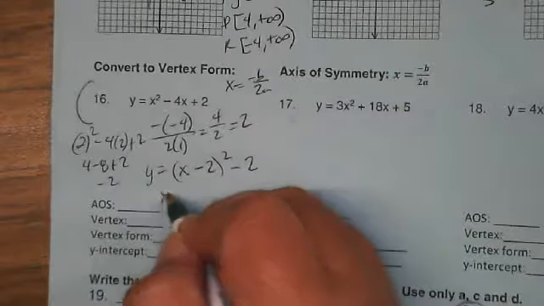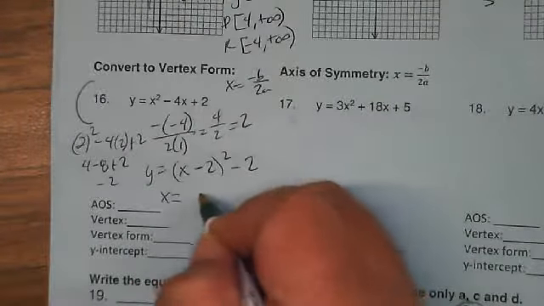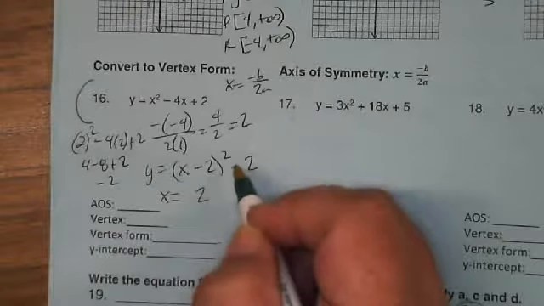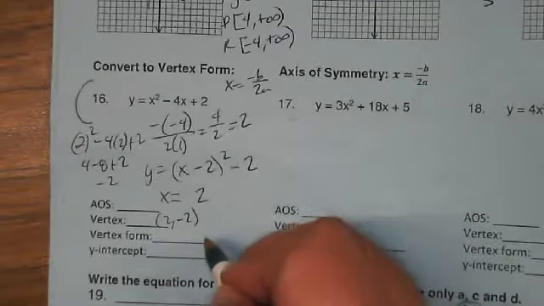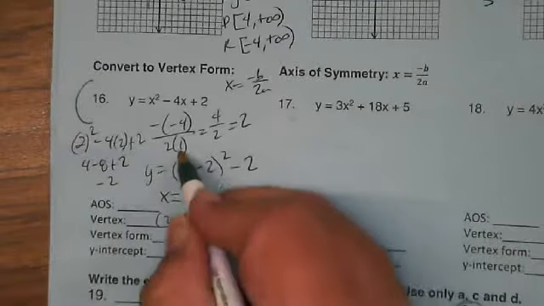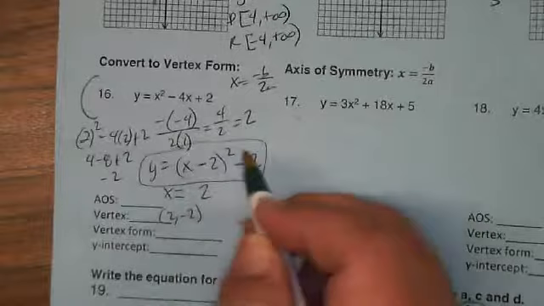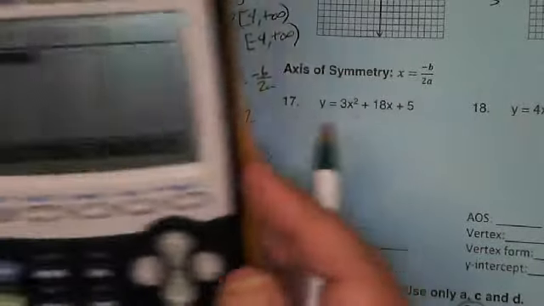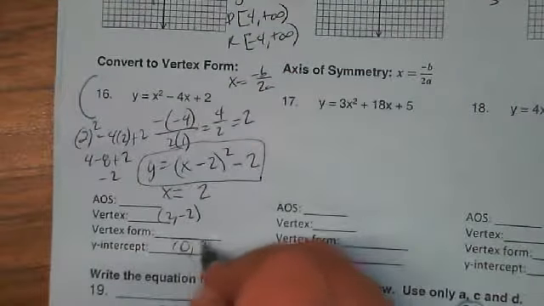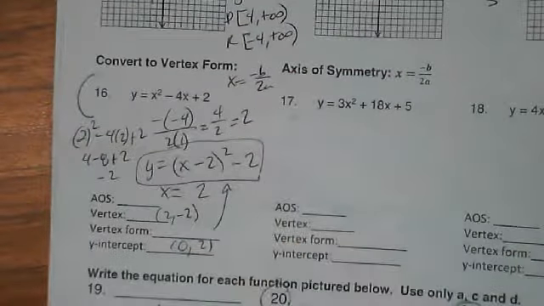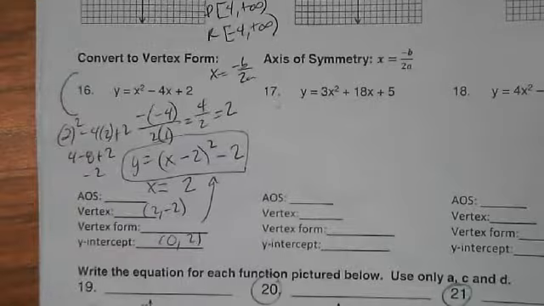So your axis of symmetry, x equals 2, and vertex was 2, negative 2, and vertex form, we already put it right here, and the y-intercept, when x is 0, is 2. Okay, that's everything there. We have 2 more problems we're going to do.